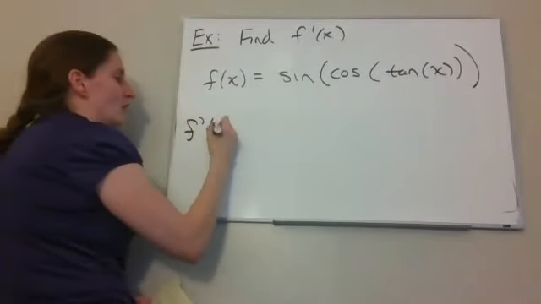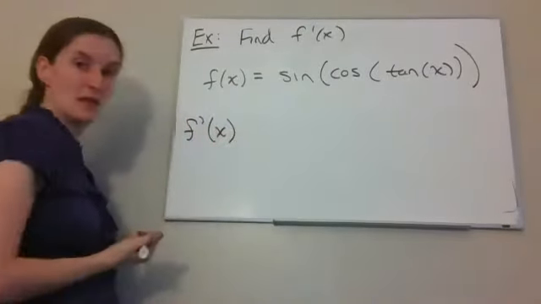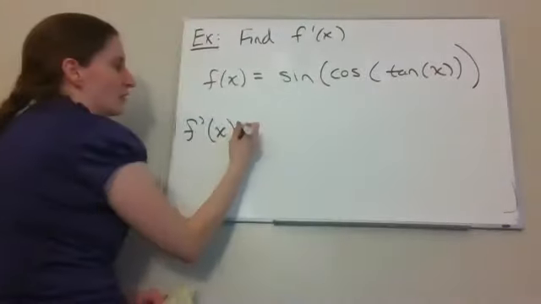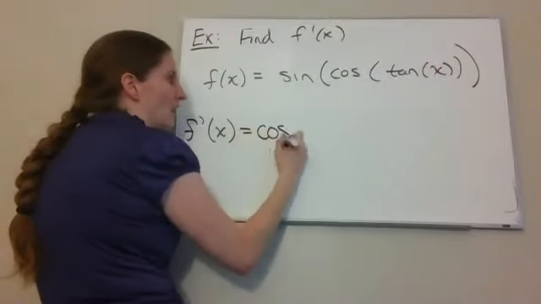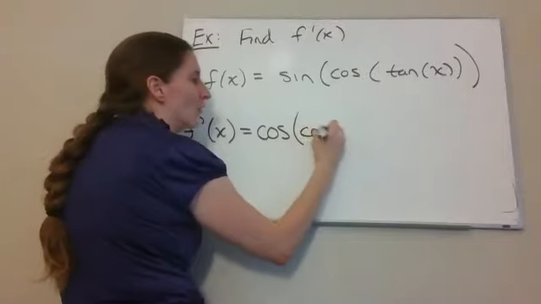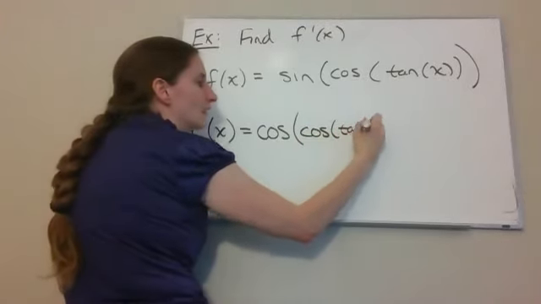The derivative of the very outsidemost function, I have sine of a mess. Derivative of sine is cosine. So my very first part is going to be cosine of all of that mess.